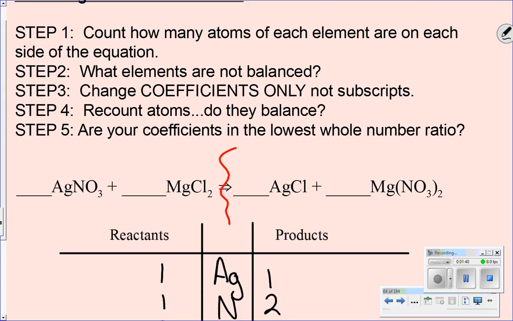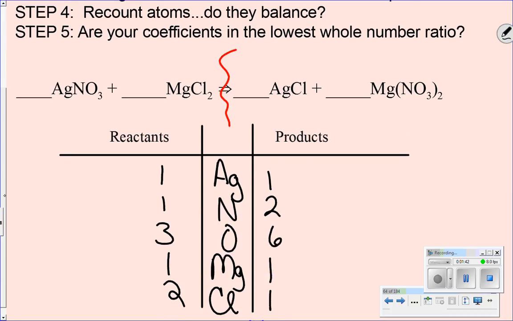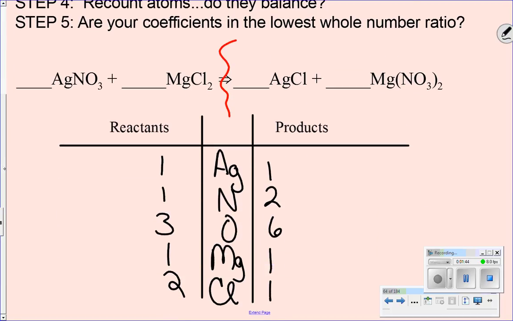So step 1, we counted everything we have. Step 2, we're going to see what elements are not balanced. If they're not equal on both sides, they are not balanced. So I'm just going to put a little mark by any that are not balanced. Silver, 1 and 1, balanced. Nitrogen is not balanced right now. Oxygen is not balanced right now, and chlorine is not balanced right now.